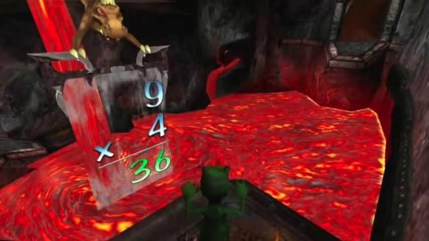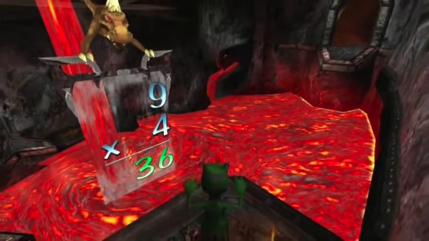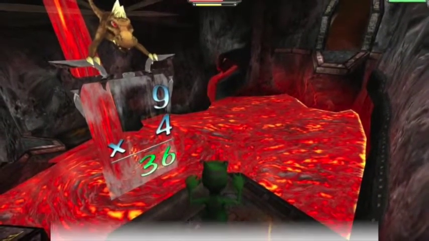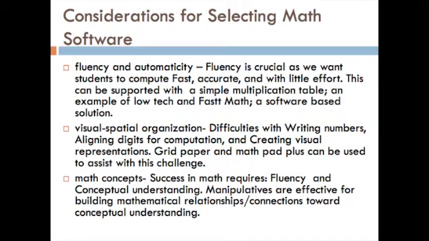Naturally, a thoughtful process must be used when selecting software. This process should include the following consideration. Understanding the needs of a student. This could include fluency. Fluency is crucial as we want students to compute fast, accurate, and with little effort. This can be supported with a simple multiplication table, an example of low-tech, and Fast Math, a software-based solution.